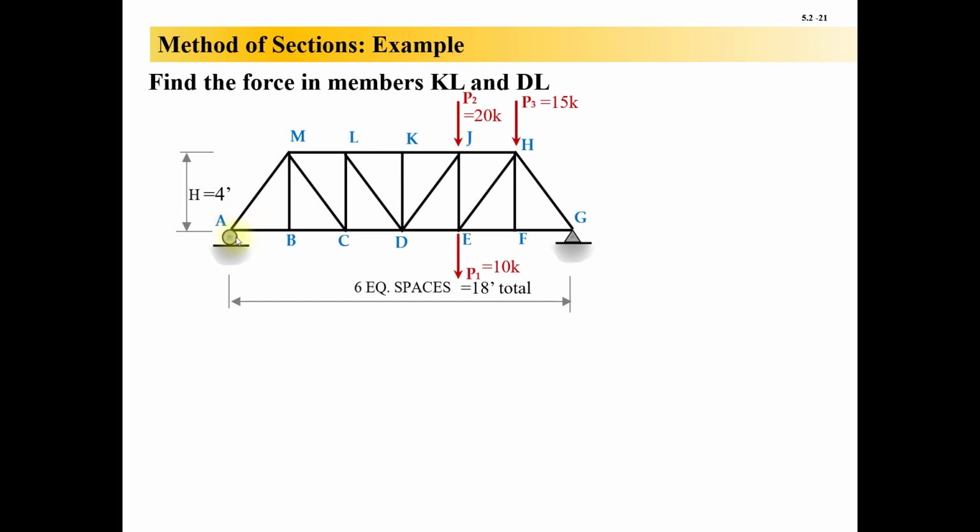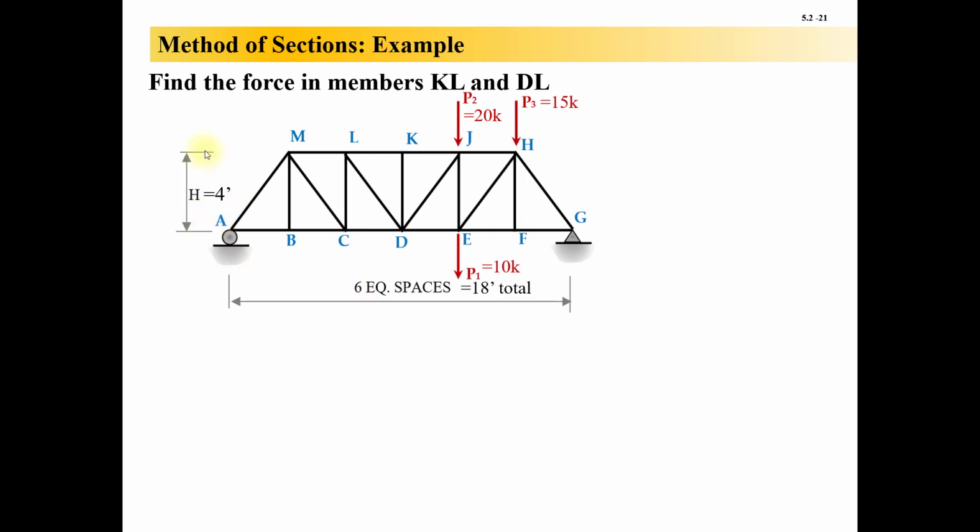We usually label all the nodes with letters. If you don't have all the letters labeled on a truss, then you label them yourself, right? So we have this here. It's got 1, 2, 3, 4, 5, 6 equal spaces, which means that here, plus that, plus that, plus that, plus that is 18. So if it's 18 total and there's 6 spaces, that means each one of those spaces is 3 feet.